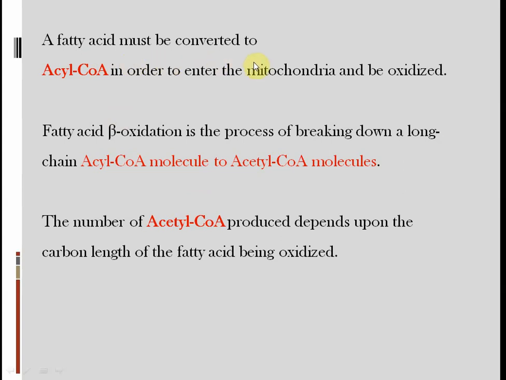Fatty acid must be converted to acyl CoA in order to enter the mitochondria and be oxidized. First thing that we must know. Then fatty acid beta oxidation is a process of breaking down a long chain acyl CoA molecule to acetyl CoA molecules. The number of acetyl CoA produced from the fatty acid depends upon the carbon length of the fatty acid that is being oxidized. Remember, the carbon length is very important, and from this point of view, a question always comes in the NEET level.